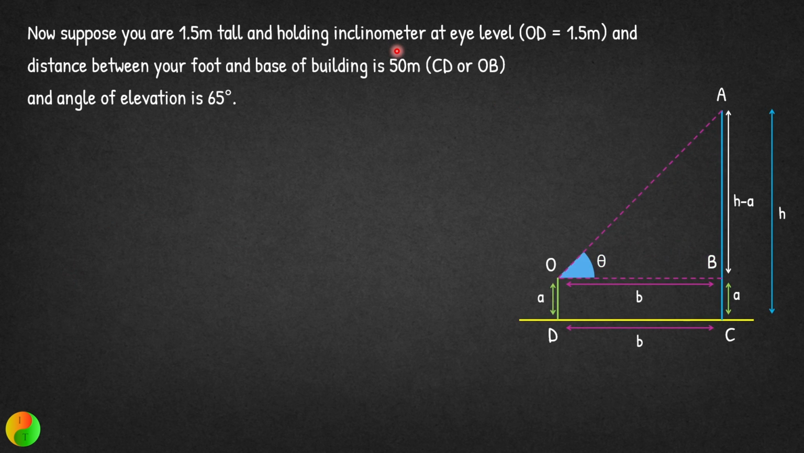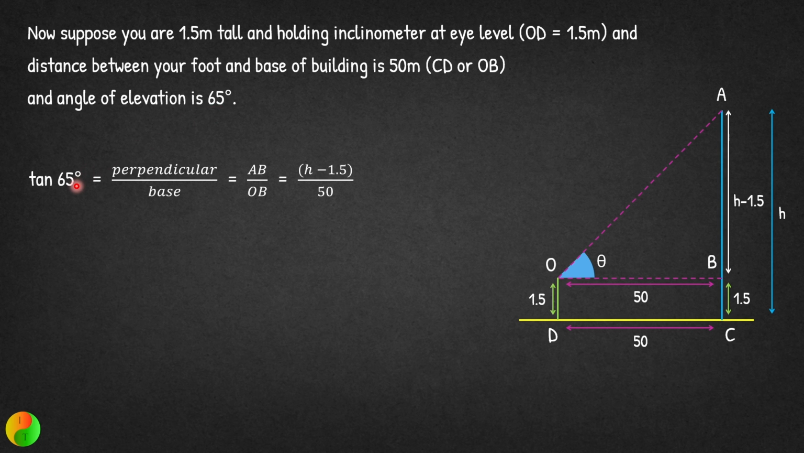Now suppose you are 1.5 meters tall and holding an inclinometer at eye level, and the distance between your foot and the base of the building is 50 meters, and the angle of elevation is 65 degrees, which you have measured by the inclinometer.